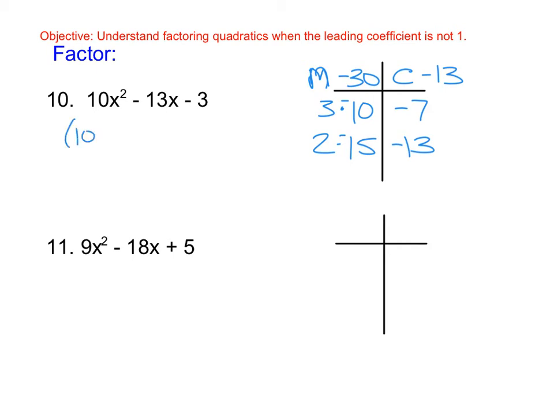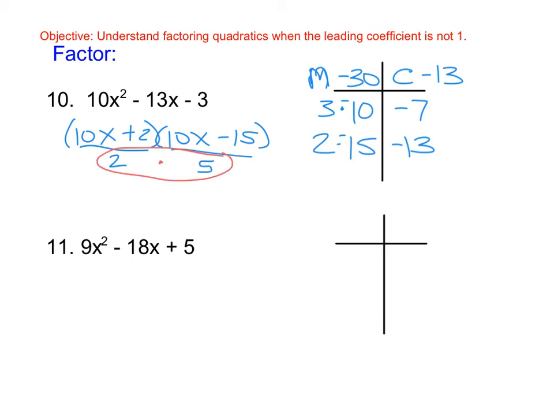So I got to put my 10x plus 2, 10x minus 15. Oh, this one's a little harder, actually. I can divide by 2 in the first term and 5 in the second term. And notice, together, those multiply to that 10. So we end up with 5x plus 1 and 2x minus 3.